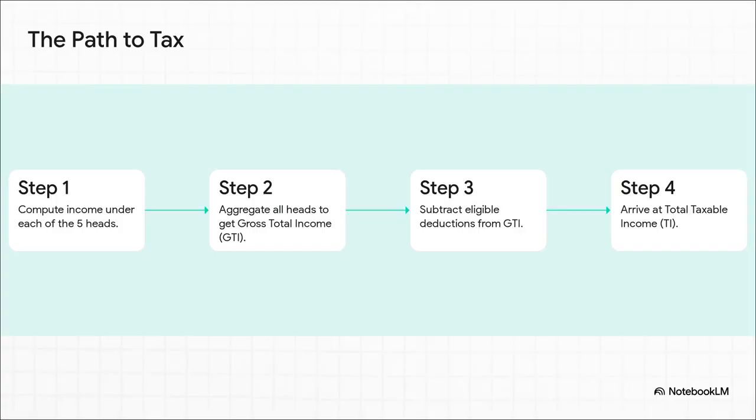That's step 1. Okay, once everything's sorted into those buckets, it's a pretty straightforward 4-step process. First, you add up the total in each of the 5 buckets. Second, you combine all of those totals into one big number. That's your gross total income. Third, and this is a big one, you get to subtract certain deductions. Think of these as little discounts the government gives you for doing things like saving or investing. And what you're left with after those deductions, that is your total taxable income. That's the magic number that your tax is actually calculated on.